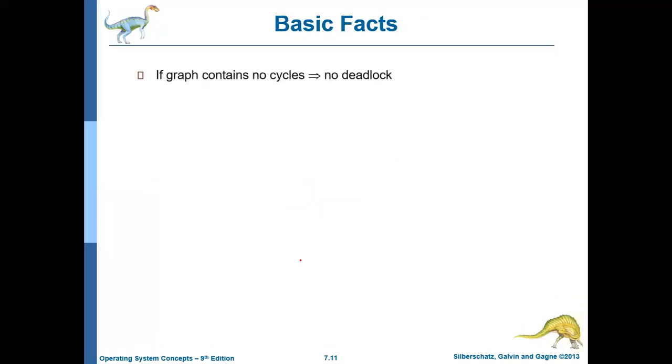So how to detect? After drawing the resource allocation graph, if the graph contains no cycles, then it means that there is no deadlock. Okay. After drawing the resource allocation graph, if there is no cycle in the graph.